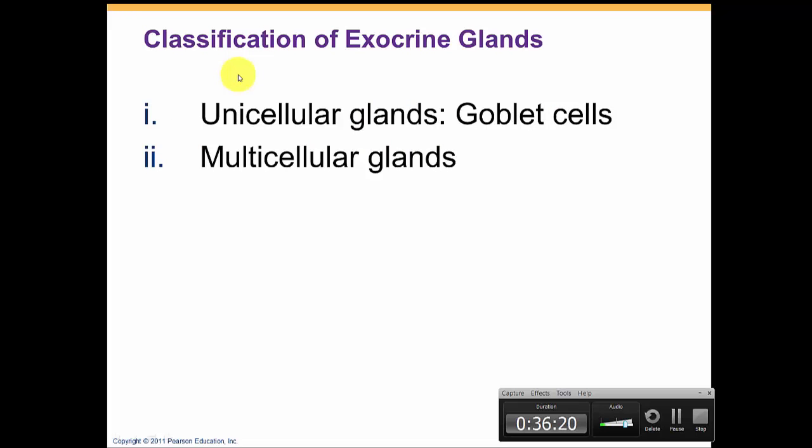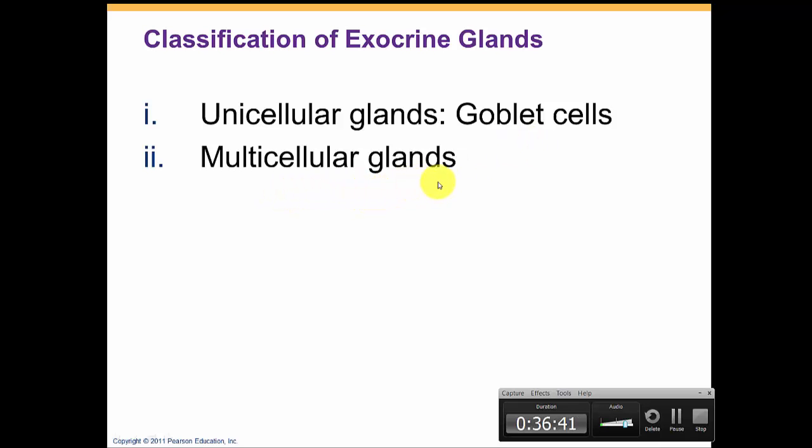Now, we classify the exocrine glands into either unicellular glands. Uni means one, cellular means one cell. We have only one example, goblet cells. So goblet cells is just a cell that's by itself a gland, considered to be a gland.